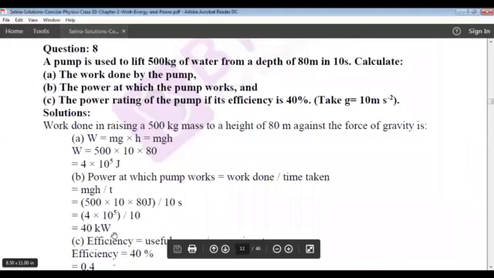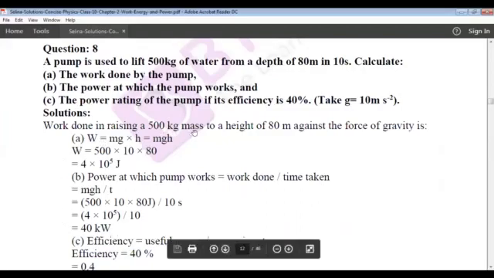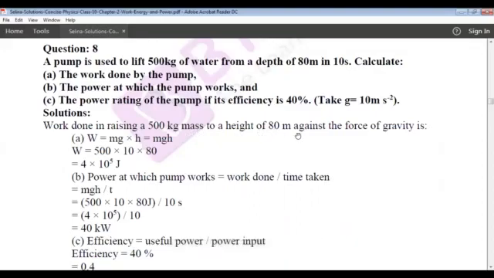Next numerical is a pump is used to lift 500 kg of water from a depth of 80 meter in 10 seconds. Calculate the work done by the pump, the power at which the pump works, and the power rating of the pump if its efficiency is 40%. Okay. So first we need to find the work done by the pump. So work done in raising 500 kg mass to a height of 80 meter against the force of gravity. So here work done is mgh against the force of gravity. Therefore work done is equal to mgh. So substitute the value, you will get the work done as 4 into 10 raised to 5 joules.